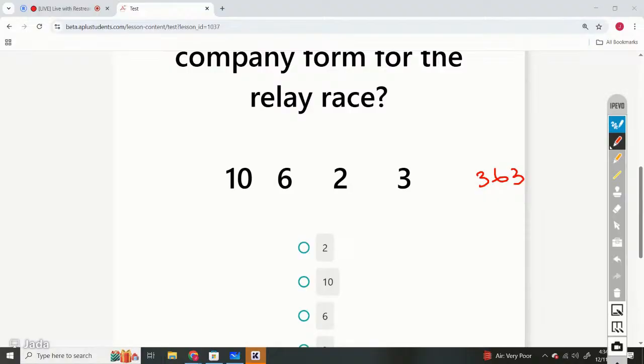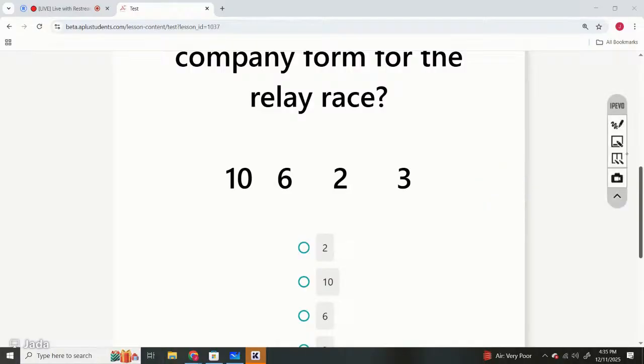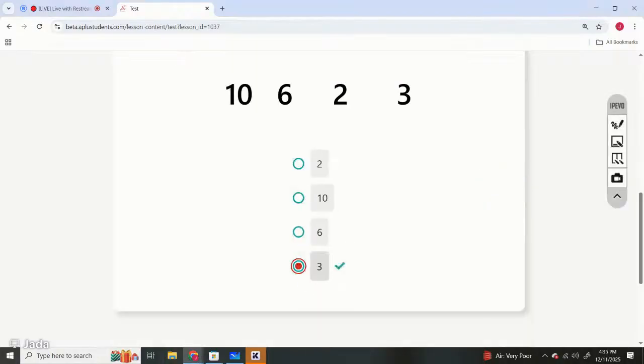So which is the correct option? 10, 6, 2 and 3. Which is the correct option? 3 is the only number that can divide 363. So the correct option is 3. Option number 4 is the correct option.